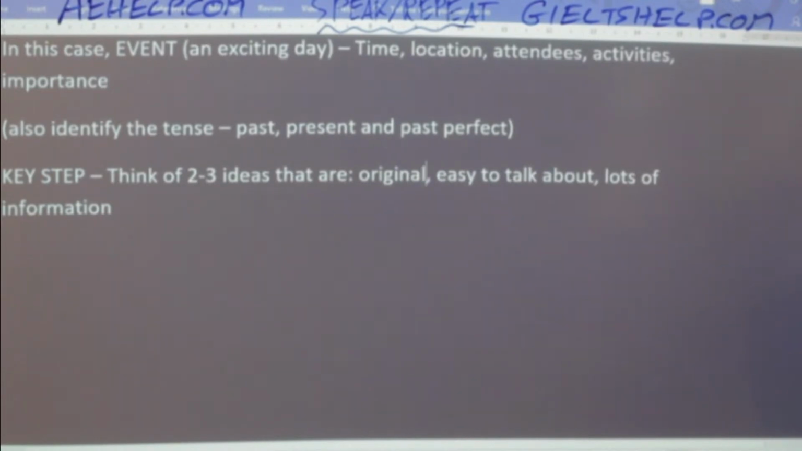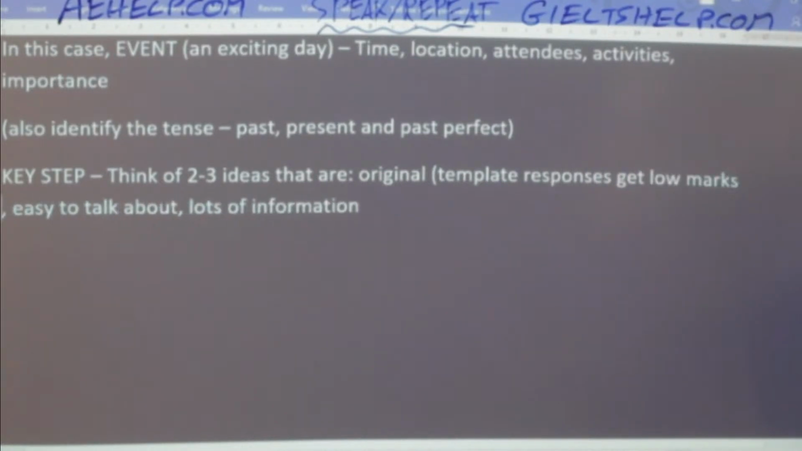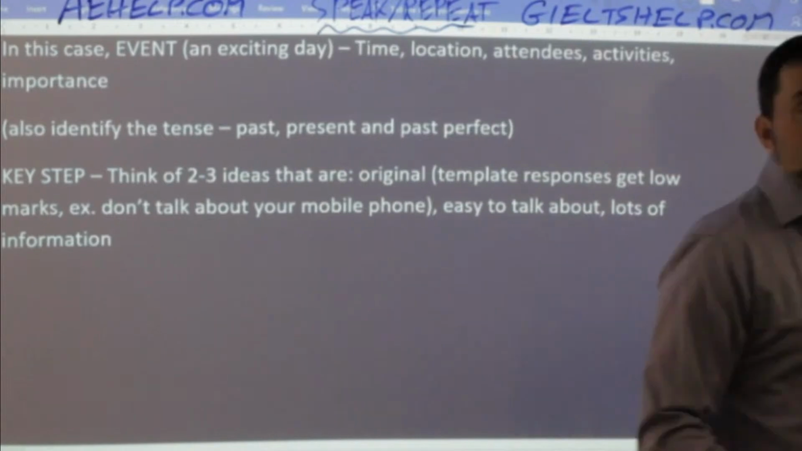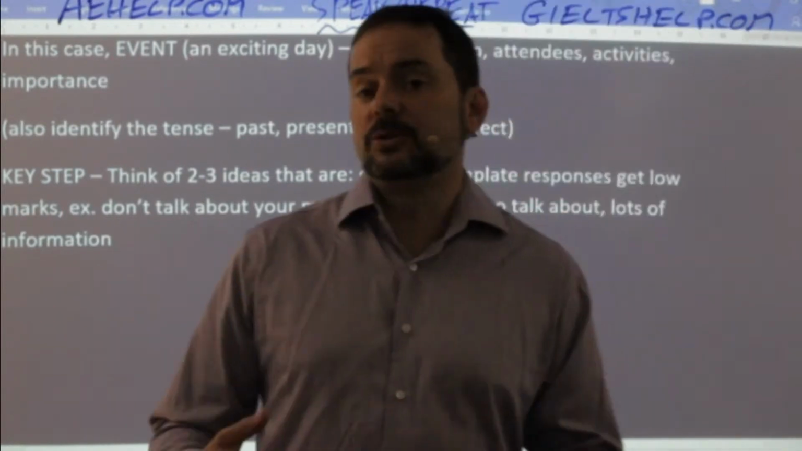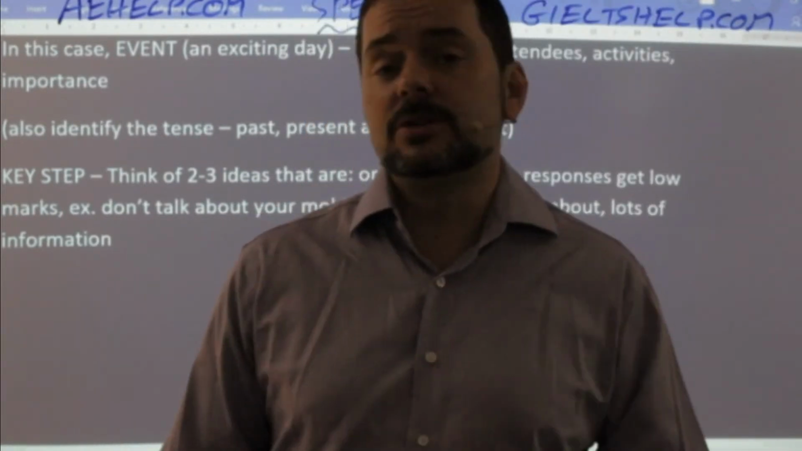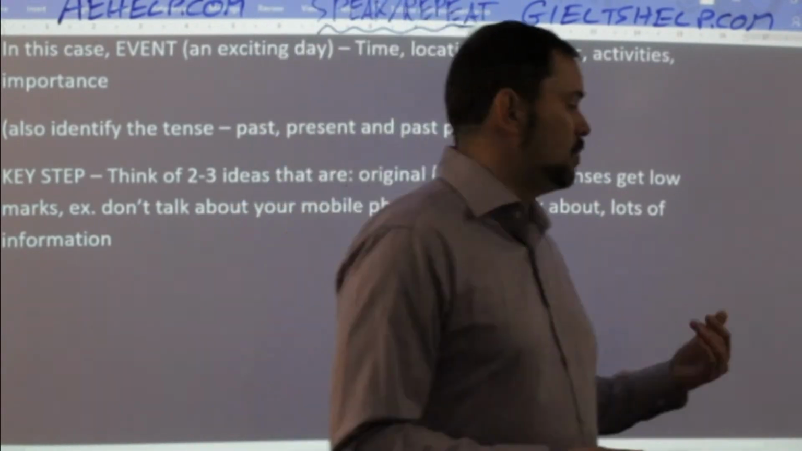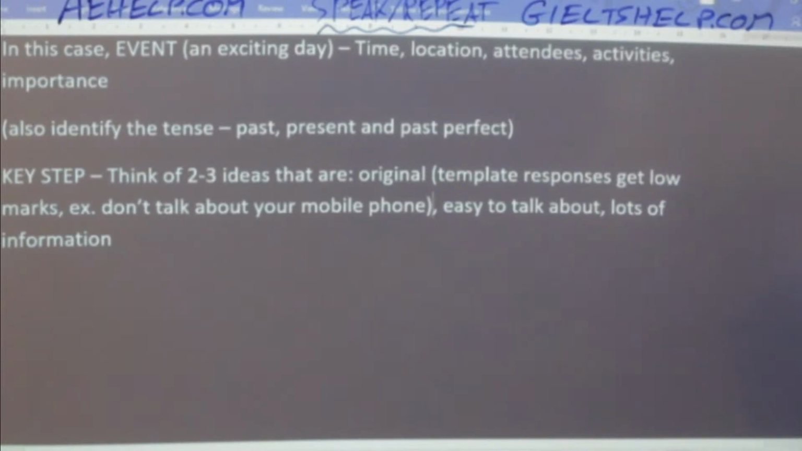let me give you some ideas. So template responses get low marks. For example, don't talk about your cell phone. Okay. One of the most common topics when the question is about an object is people talking about their smartphones. Please don't talk about your smartphone. Way too many people talk about their smartphones. For this one, it would be maybe a wedding. Okay.